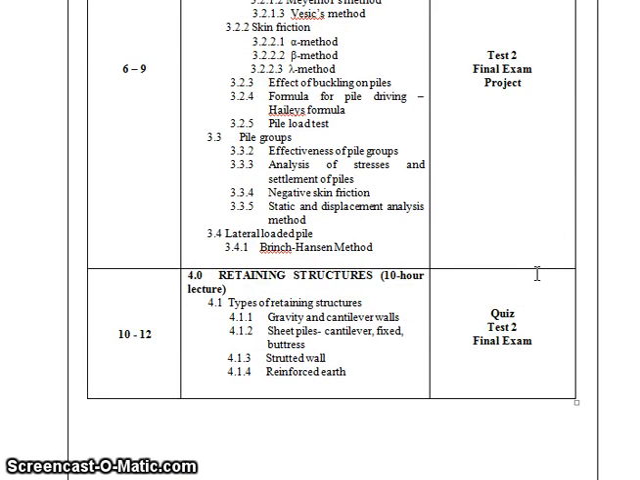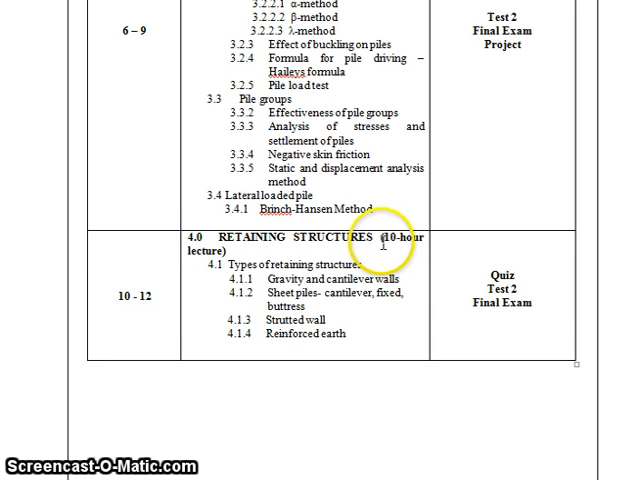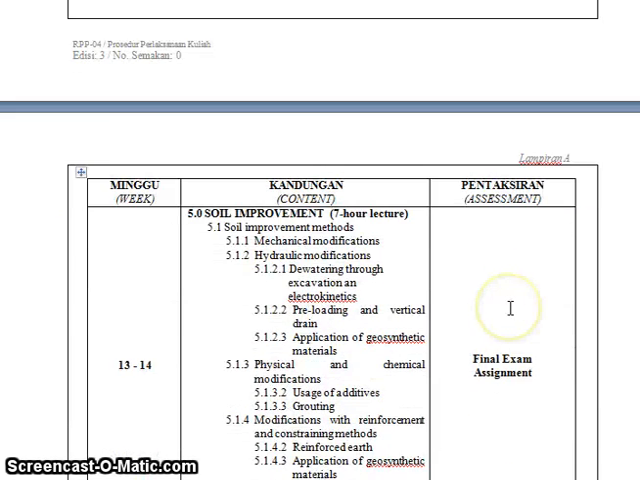Then after that, chapter 4 is about the retaining structure. For this particular subtopic, we will consider about 10 hours, and this one is more on the retaining structure needs, whereby we introduce you the gravity and cantilever wall, sheet pile, cantilever or fixed, buttresses, strut wall, and reinforced earth, or some people call it MSE, mechanically stabilized earth. And for this, we will consider this for quiz, test 2, and final examination.